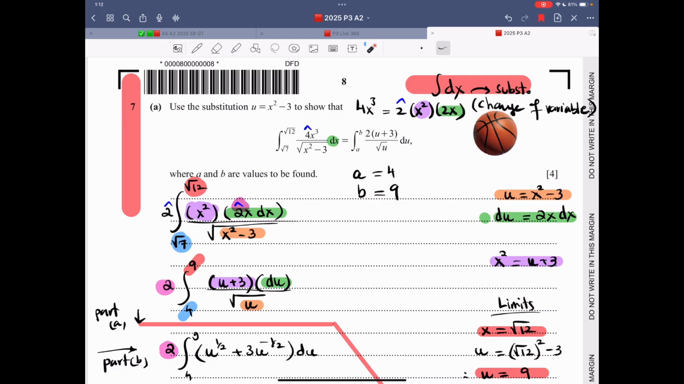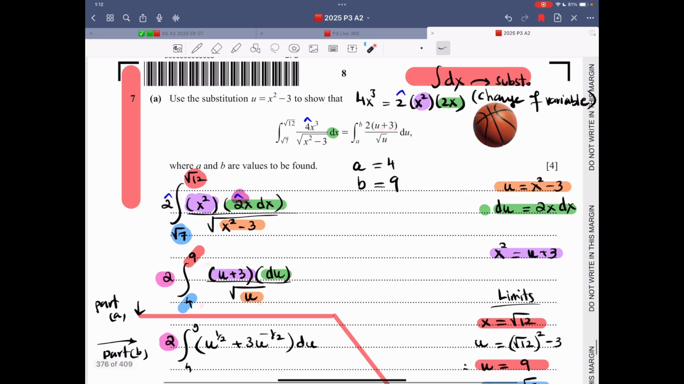And that is du over here. This x square, that is u plus 3. X square is u plus 3. This 2 is on the outside. The square root of x square minus 3. X square minus 3 is u. So that is square root of u. So this 2 is there, this u plus 3 is there, this root u is there.